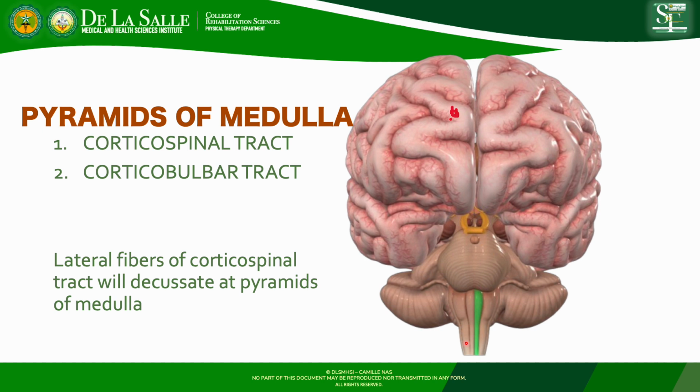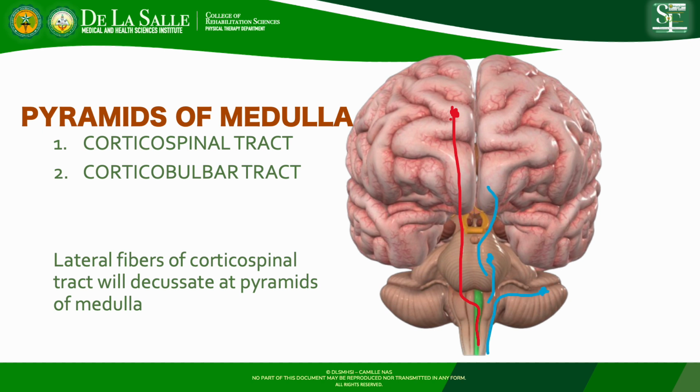Okay, and it's the reason why our primary motor cortex controls the opposite side of our body. Again, it's because of this decussation of the corticospinal tract, specifically the lateral fibers, because the corticospinal tract has two fibers: an anterior fiber and a lateral fiber. The lateral fibers will cross over towards the opposite side. About 90% of the corticospinal tract are lateral fibers, and only 10% are anterior corticospinal tract. So in a way, the majority of the corticospinal tract will still decussate towards the opposite side.